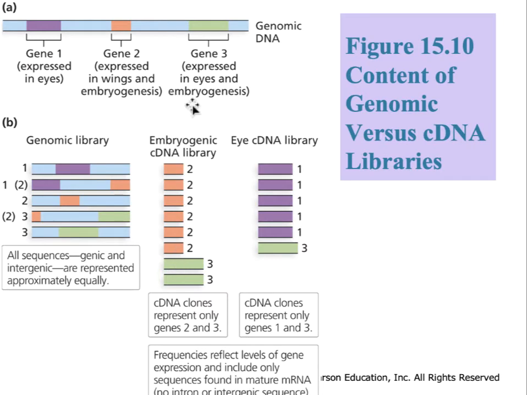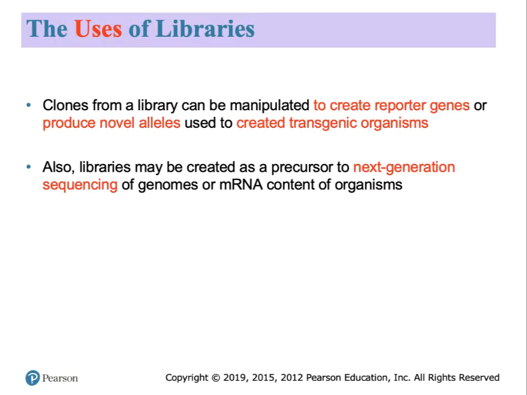But if we were to wait and then make the library from the eyes and compare them, you would find that in the eye, gene 1 is much more active than gene 3, but gene 2 is no longer active, because gene 2 is only active in the wings. Once these libraries come into existence, they can be used in a multitude of different ways, including sequencing and the creation of reporter genes.